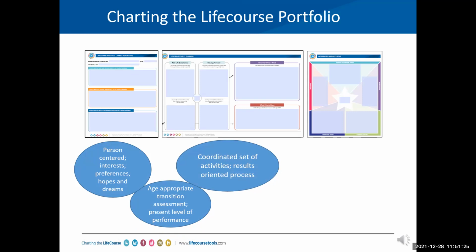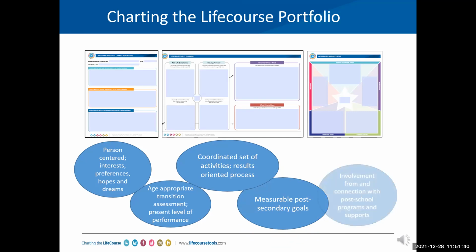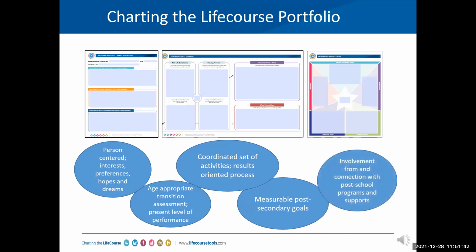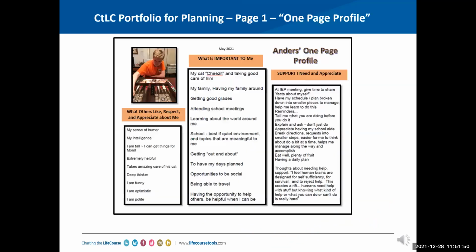This helps us lay that out. Measurable post-secondary goals, thinking about what does a good life look like for that person? Where are they headed? What do they not want to have? That fits right in with what's required in high school transition planning. And of course, that involvement from and connection with post-school programs and supports. The integrated support star comes in there beautifully.